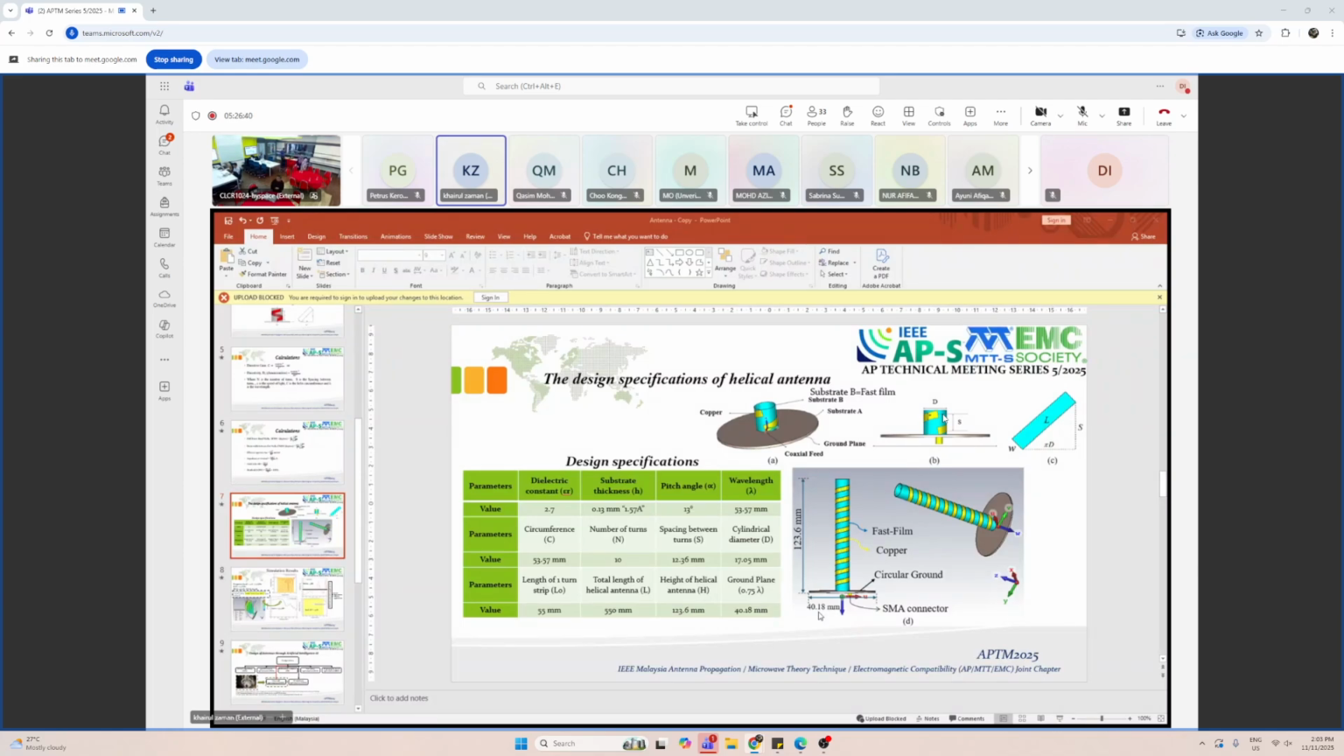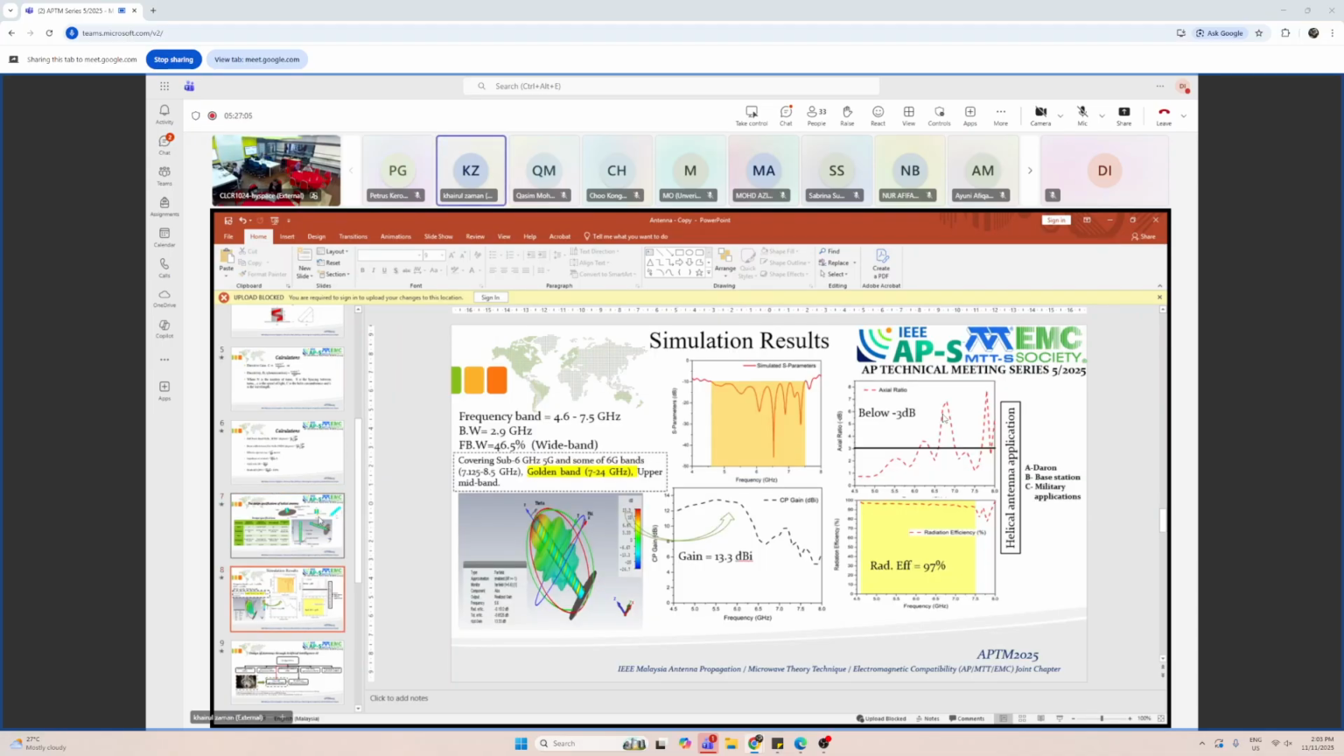Actually, it depends on you if you want to design the antenna with a circular ground plane or a square one. We have designed different types of antenna. Maybe I can share with you here. For example, this antenna has a square ground plane. If you can see here, we're using a different type of substrate, which is paper. Okay. And then we go to the next step, which is the simulation result.